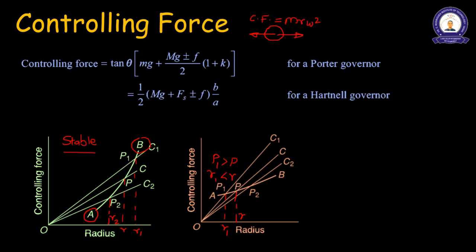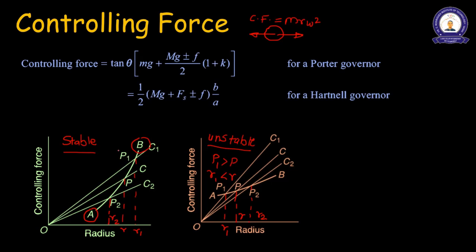In the opposite case, if the speed drops down to P2, the corresponding radius R2, which is more than R, will cause the sleeve to move upwards, which will further close down the throttle valve, and further decrease the speed. So that is not how the governor should work. So from this plot I can say that this governor is unstable. It's not working properly. So this is an unstable governor.